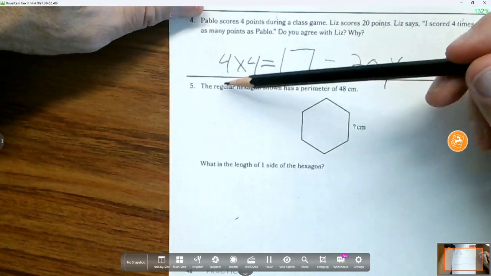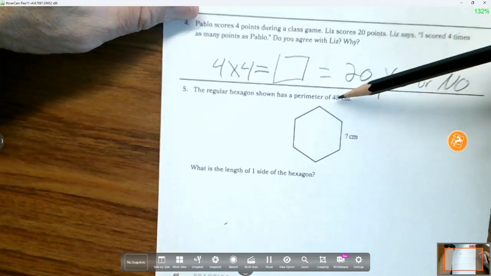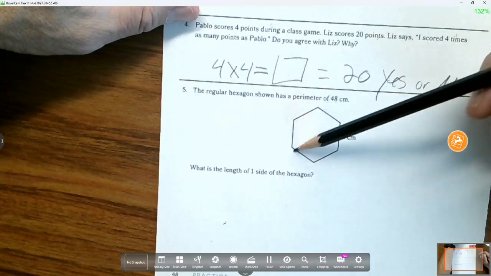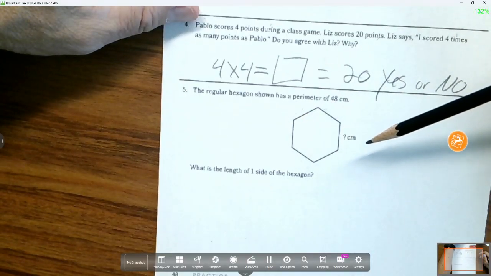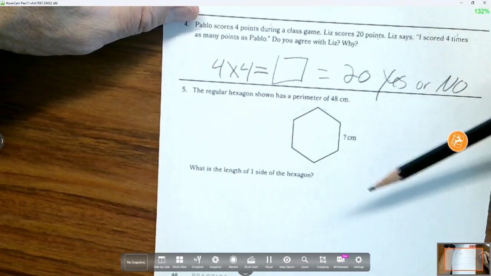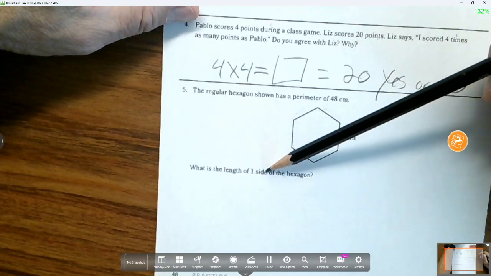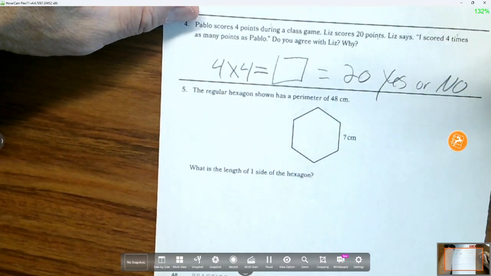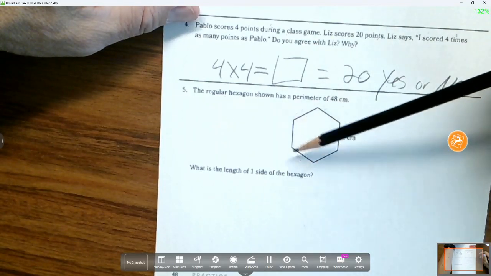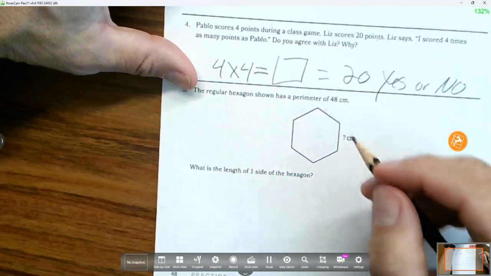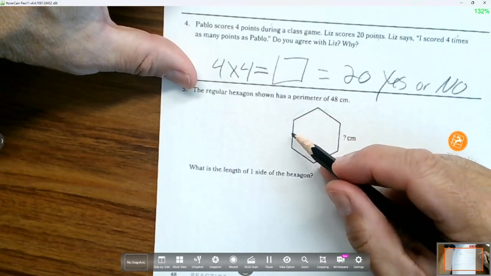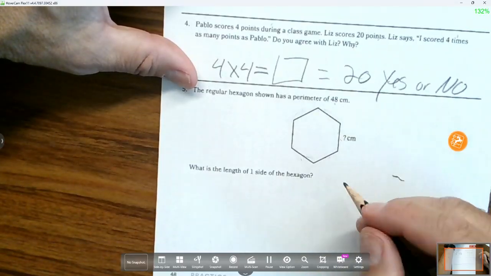All right. The regular hexagon shown has a perimeter of 48 centimeters. That means all the way around is 48 centimeters. It's regular. That means all these sides are going to be the same length. That's the trick we're not telling you. What is the length of one side of the hexagon? Well, we know it has 1, 2, 3, 4, 5, 6 sides. We know the total all the way around, right? Perimeter is all the way around, so this line plus this line plus this line plus this line plus this line plus this line equals 48.